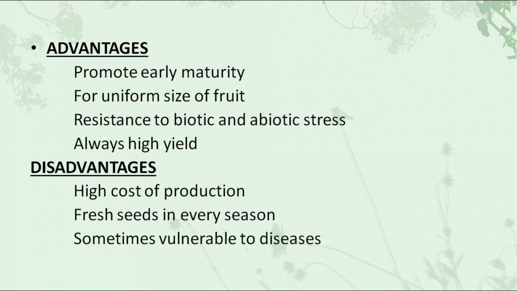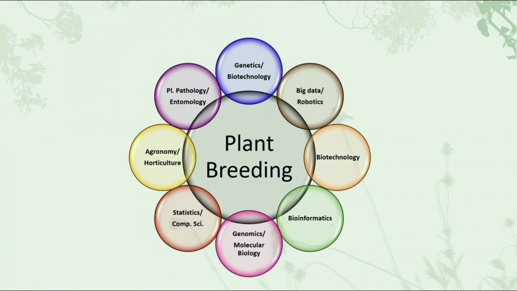Talking about the advantages, it promotes early maturity, it leads to uniform size of the fruit, it provides resistance to biotic and abiotic stress, and it always produces higher yield. Talking about the disadvantages, there is a higher cost of production. Fresh seeds are needed in every season, and sometimes these seeds are also vulnerable to diseases. So with this we have completed the complete process.